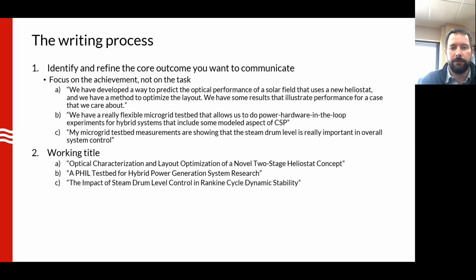So these three example titles might go with those three achievements. Like A would be optical characterization and layout optimization of a novel 2-stage heliostat concept. You could imagine that being a journal paper. A PHIL testbed for hybrid power generation system research, or the impact of steam drum level control and Rankine cycle dynamic stability. So once you have this, you start to see the paper taking shape, right?